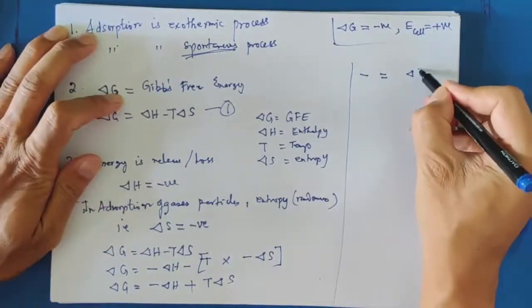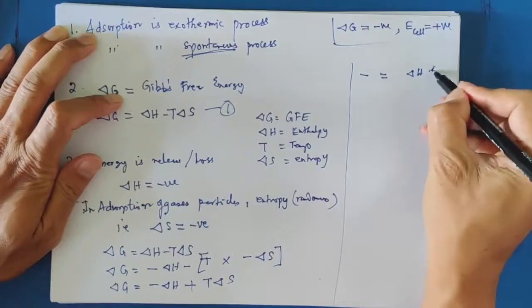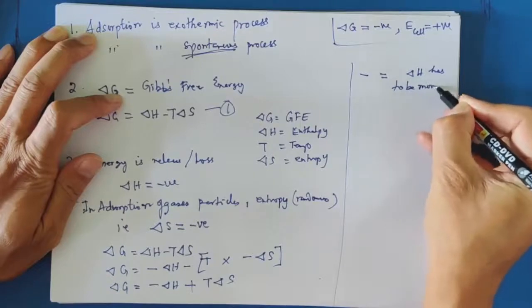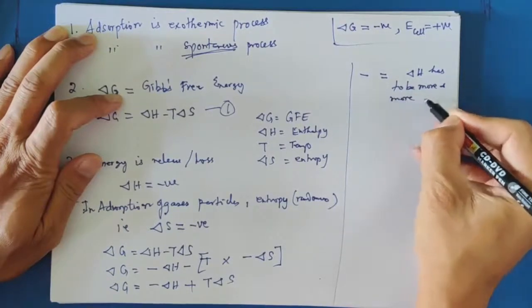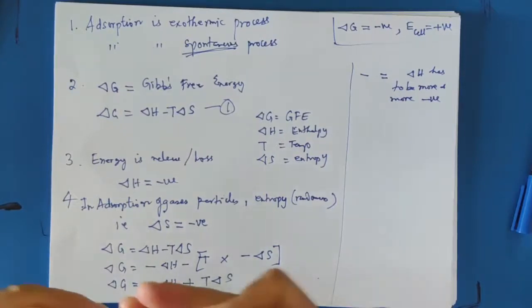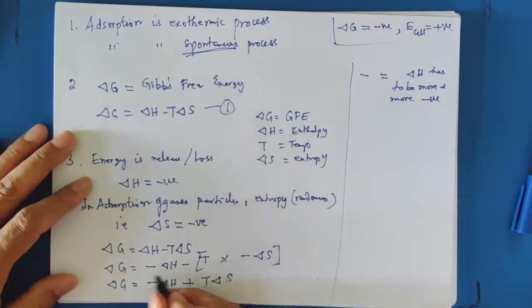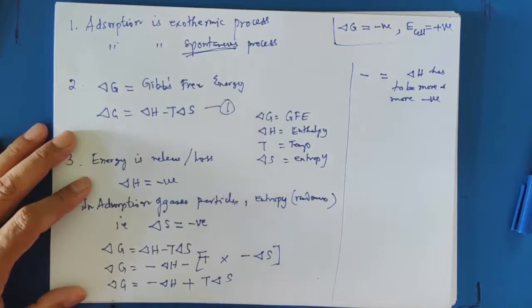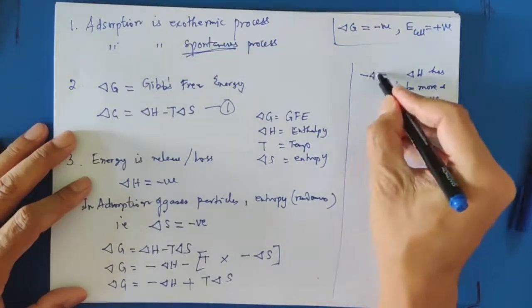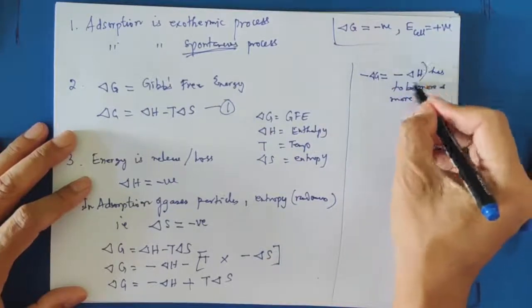Okay, this del H has to be more and more negative. Has to be more and more negative. Why are we doing this? Because del G has to be negative. Right hand side negative, and then this has to be more and more negative.